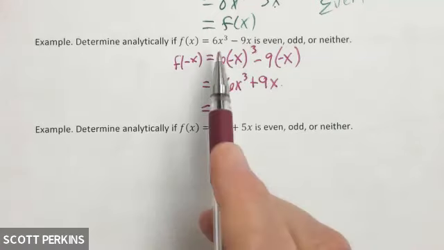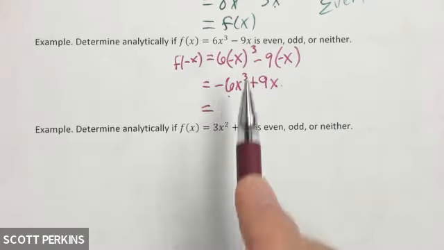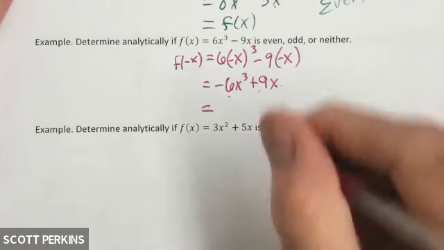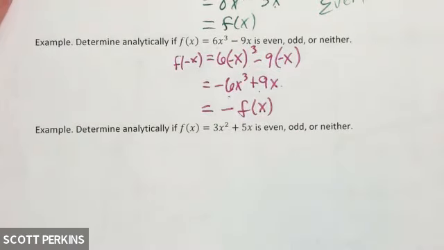It's the opposite. We started with a positive 6x cubed. It became a negative 6x cubed. We started with a negative 9x. It became a positive. So the signs are exactly opposite. So this is the opposite of what I started with. It's the opposite of f of x. And so that makes this odd.